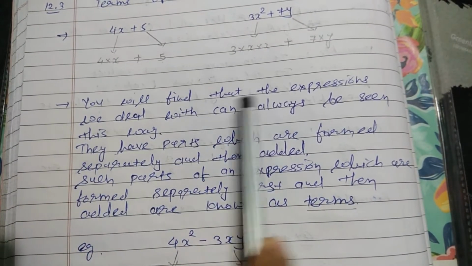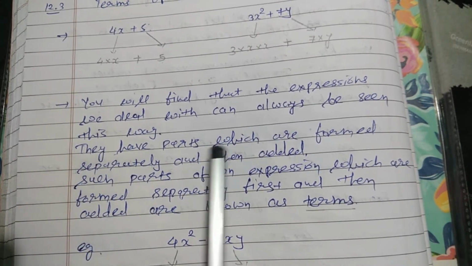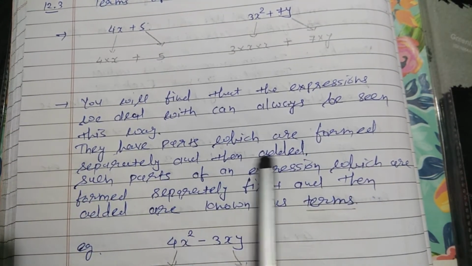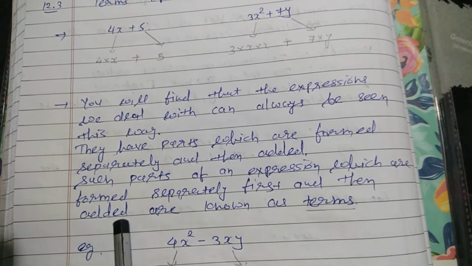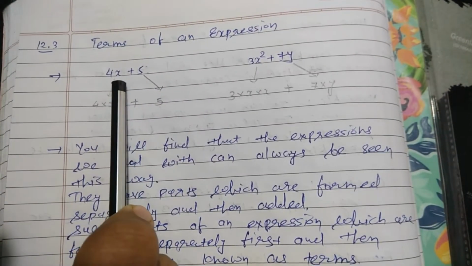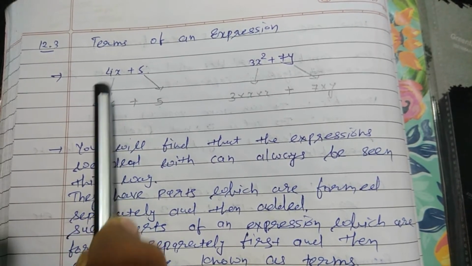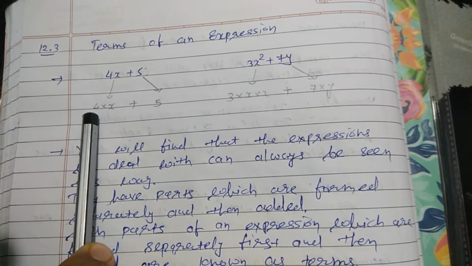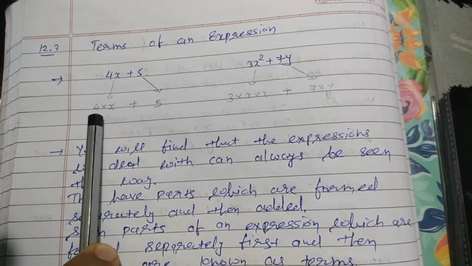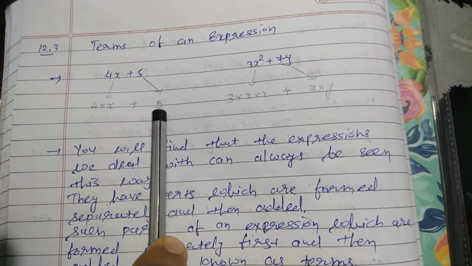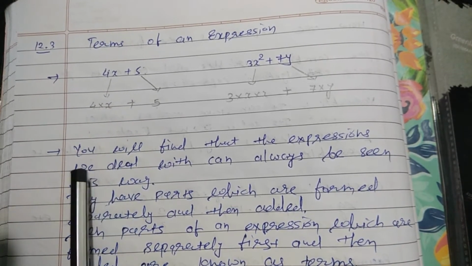Now you will find that the expressions we deal with can always be seen this way. They have parts which are formed separately and then added. Such parts of an expression which are formed separately first and then added are known as terms. So here, this part, 4 and x, is separately formed. The number 4 is multiplied with the variable x, and that is 4x. And then this part is added to the other part, the constant 5. So that's why we have found this expression. This part is called a term.